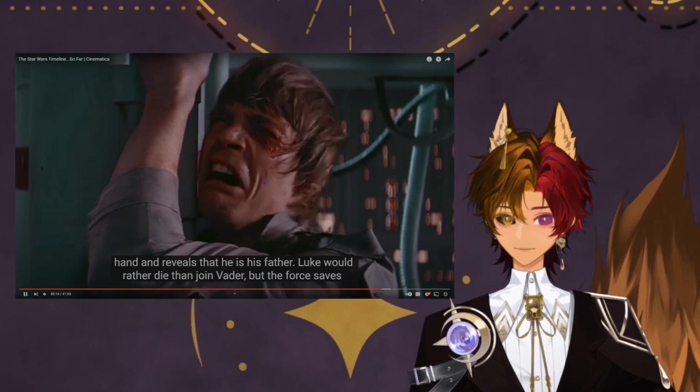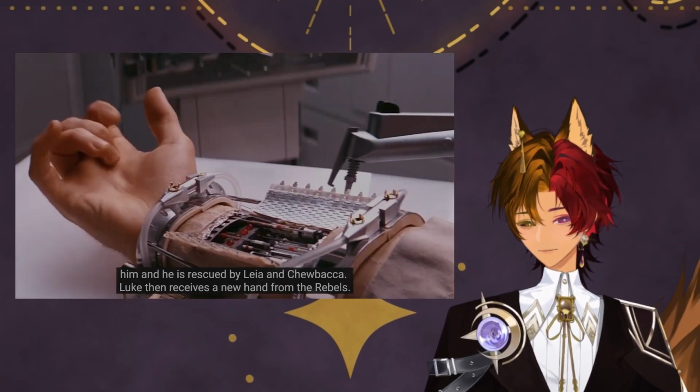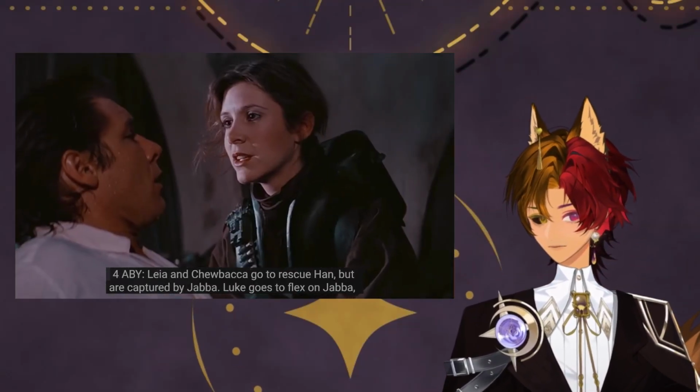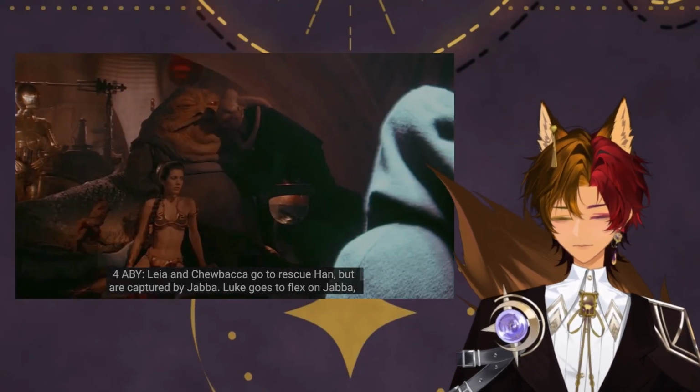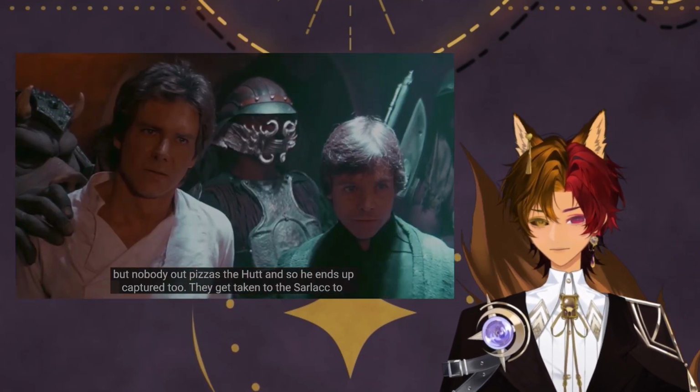Luke would rather die than join Vader, but the Force saves him and he's rescued by Leia and Chewbacca. Luke then receives a new hand from the rebels. 4 ABY. Leia and Chewbacca go to rescue Han, but are captured by Jabba. Luke goes to flex on Jabba, but nobody out-pizzas the Hutt, so he ends up captured too.